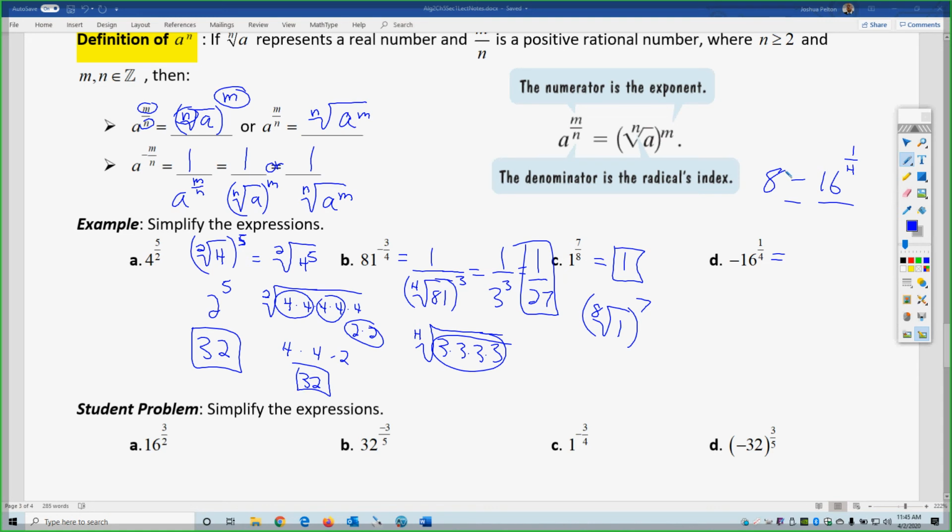Whatever number you pick. So this is negative the 4th root of 16. The 4th root of 16 is 2, because 2 times 2 times 2 times 2 is 4 times 4. So that's an answer of 2. So the answer is negative 2. All right, pause the video. Try the student problem.